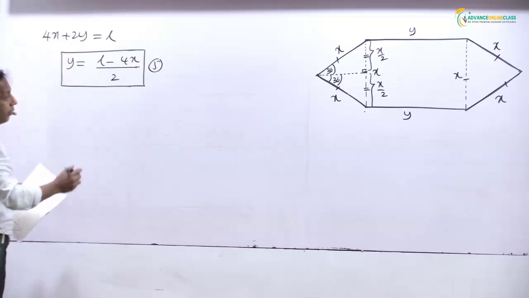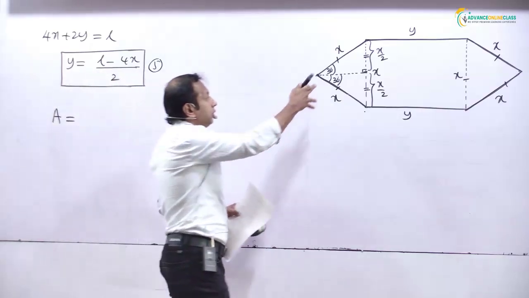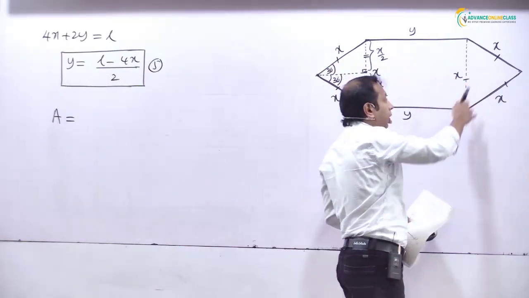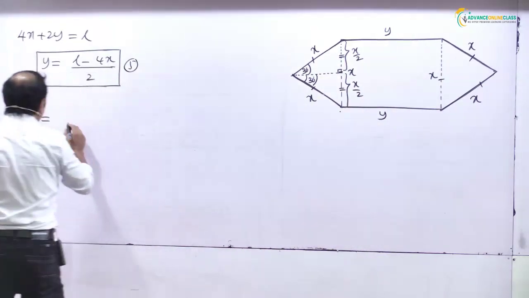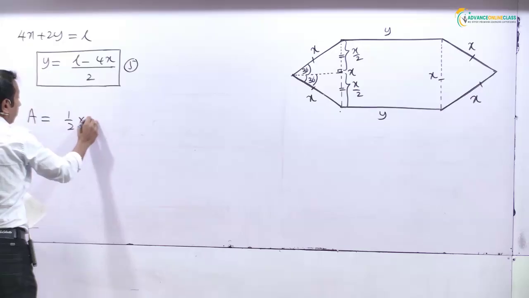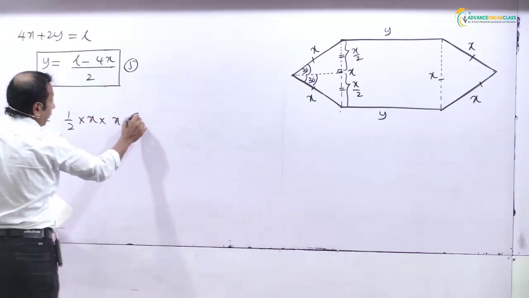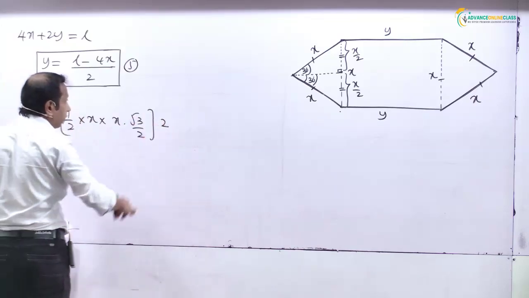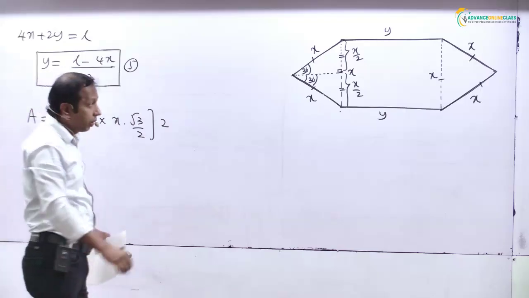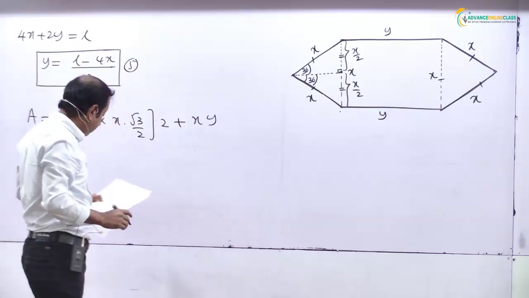Now we write area A. This area plus this area, this area multiplied by 2. Area of triangle is what? Half base times perpendicular height, which is x cos 30. Cos 30 is root 3 by 2. There are two such triangles, so multiplied by 2, plus xy. 5 marks.